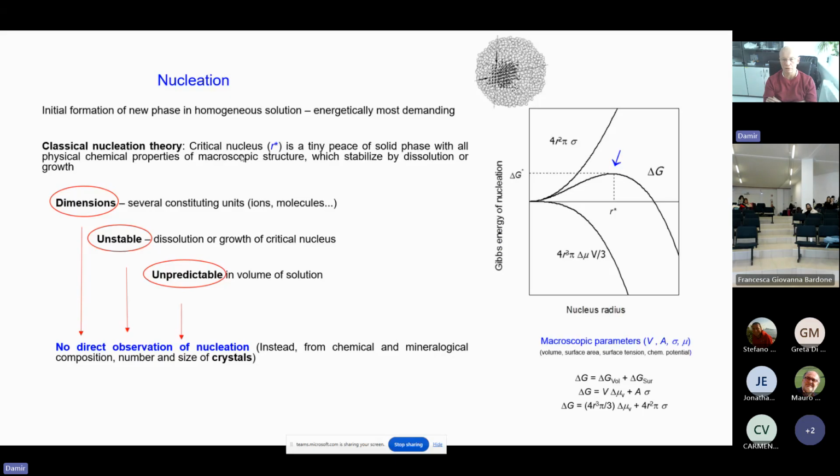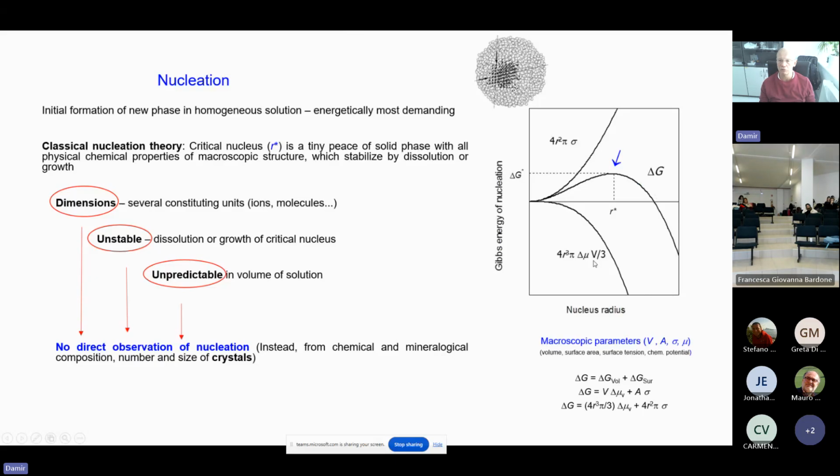This is a claim which can be sometimes problematic, because you can imagine that nuclei that are dimensions of few constituting units don't have really all these macroscopic parameters that I showed. On this graph is schematically shown the energetics of the nucleation process, and this is a resulting curve which shows the change of Gibbs energy with the size of critical nucleus.